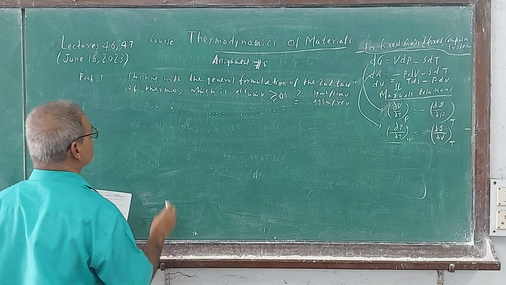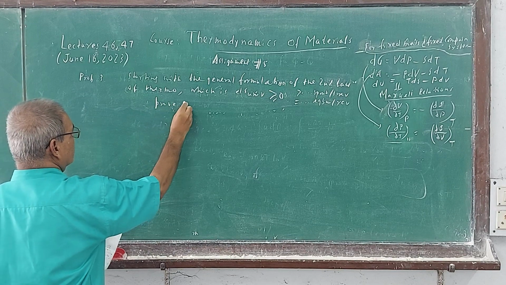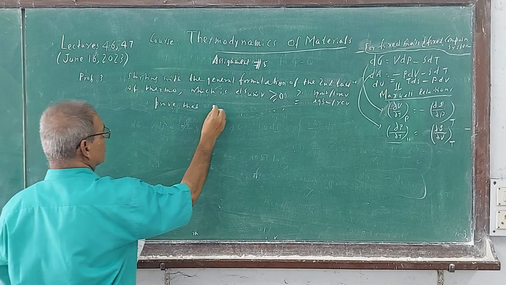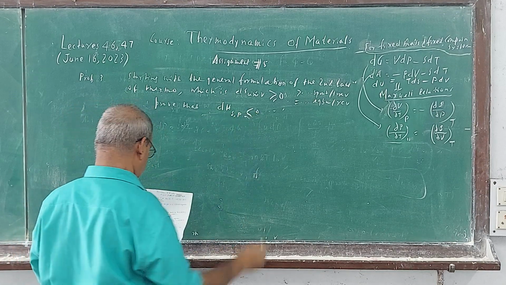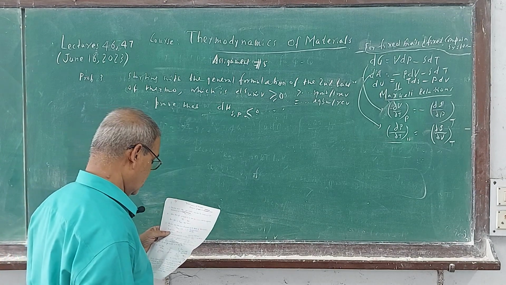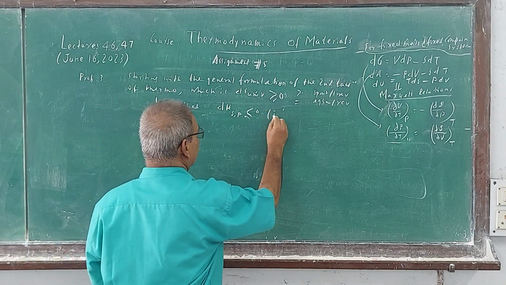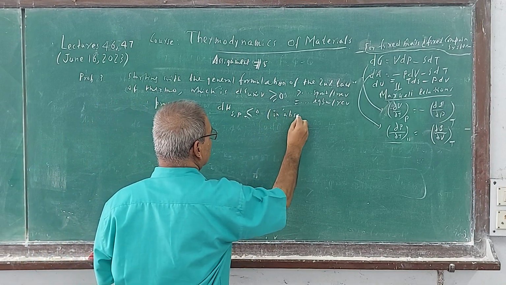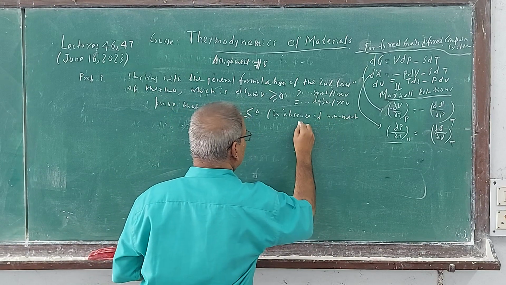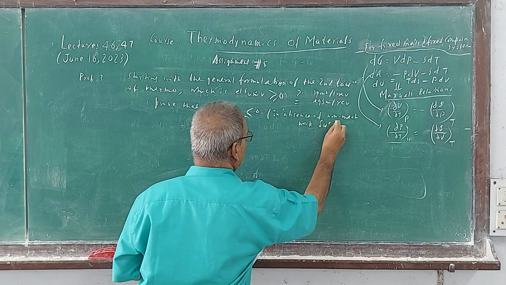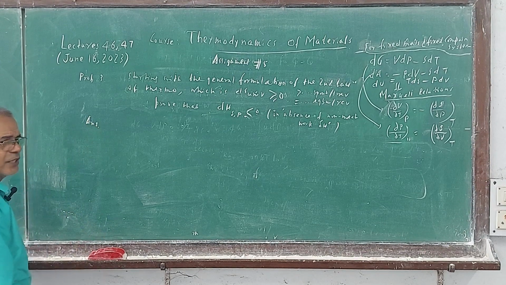what you have to show. Starting from this, prove that dH at constant S and P is less than 0, equal to 0, in the absence of non-mechanical work dW prime. This is not missing in the problem. This is the question. Solution, answer. This is a short question.